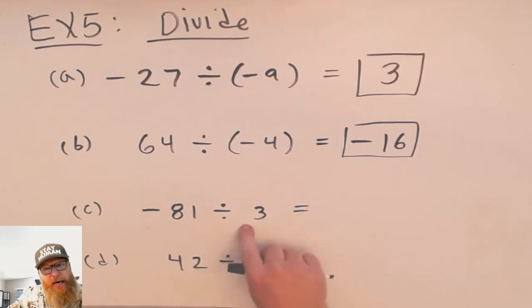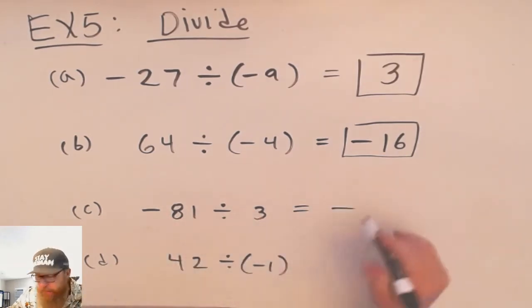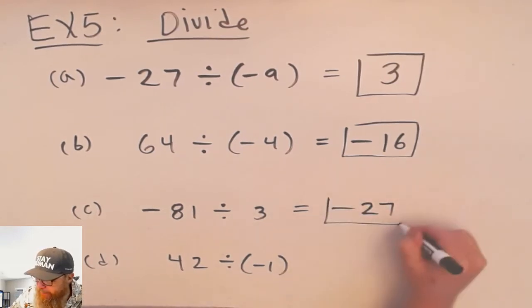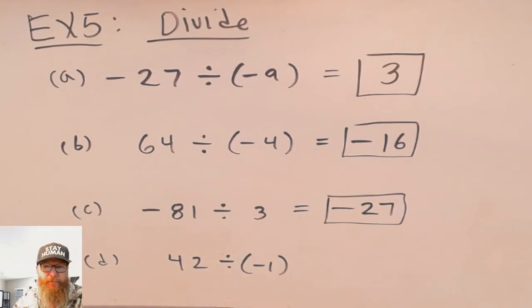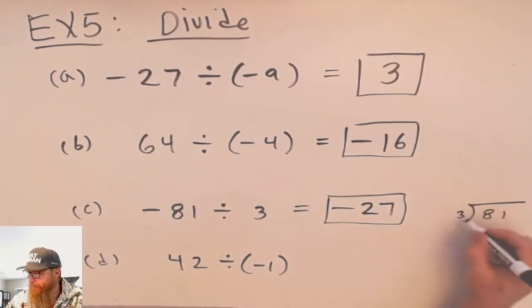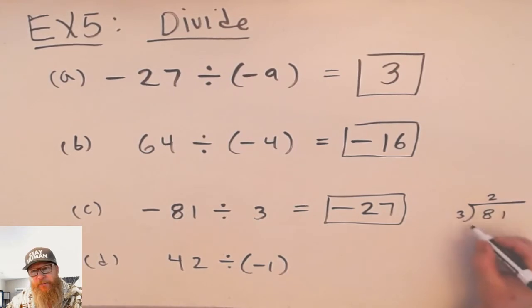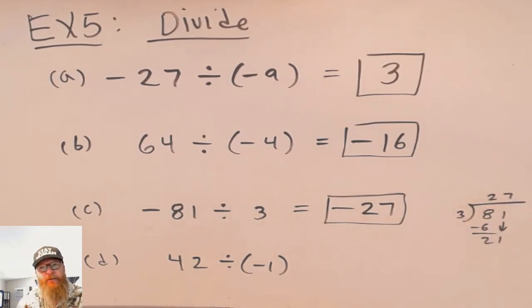Negative divided by a positive, I already know the answer is going to be negative. 81 divided by 3 is 27. 3 goes into 81 27 times. If you don't believe me, do it. Yeah, you can actually write it all out if you have to. I'm not sure if everybody memorized that one. 3 goes into 8 2 times. 2 times 3 is 6. Bring down the 2, bring down the 1. 3 goes into 21 7 times. So now you know it.